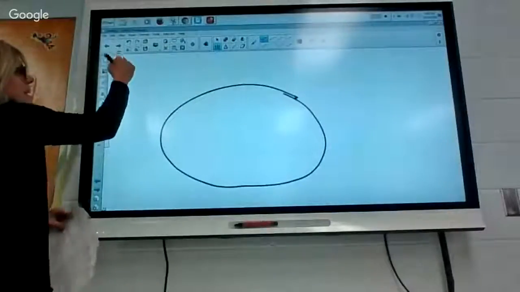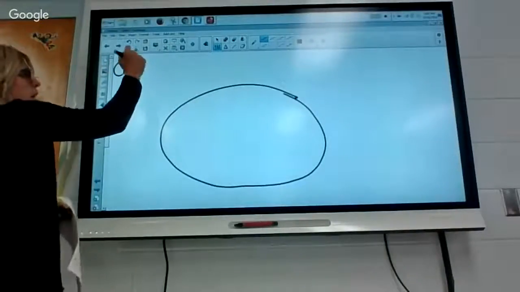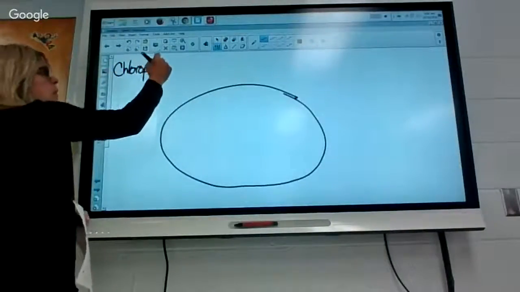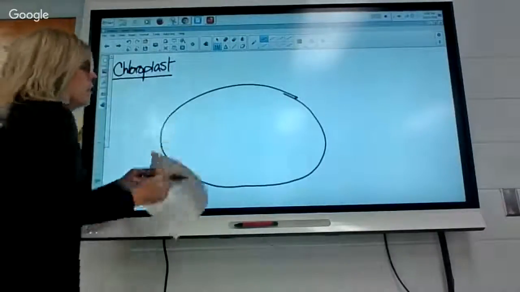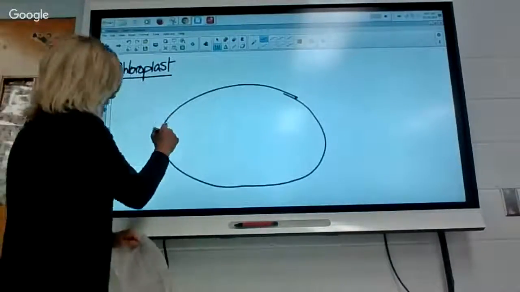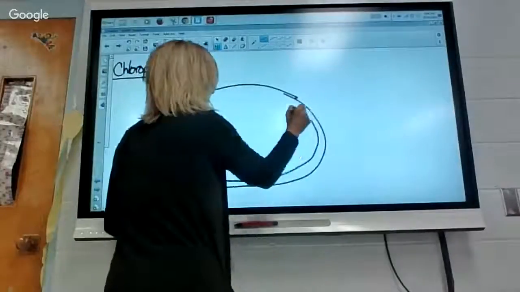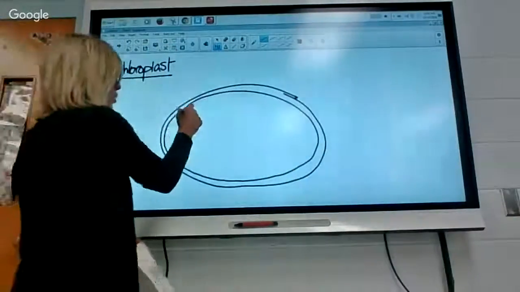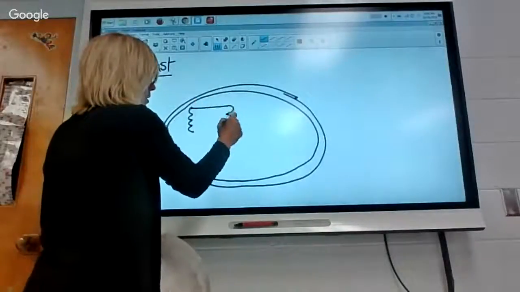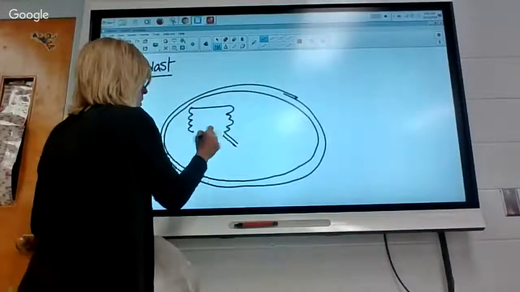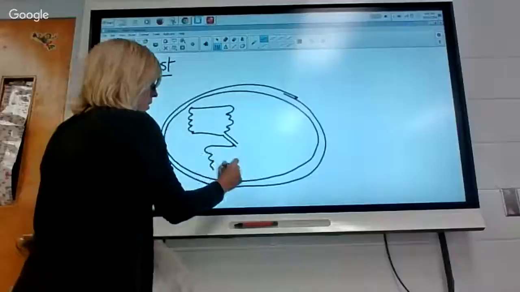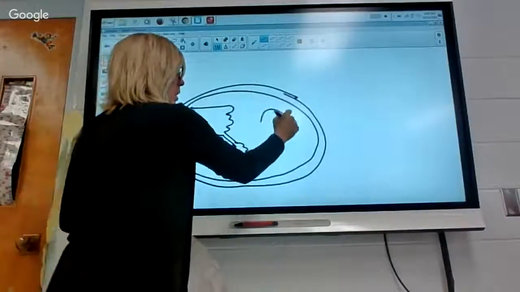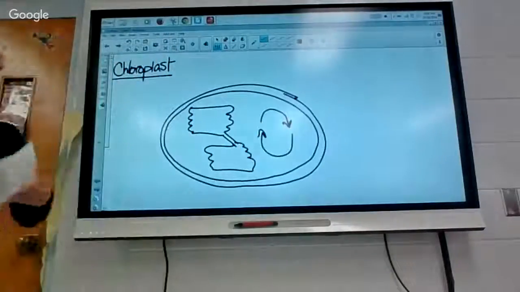Put a C in front of that chloroplast. It's two layers of lipid, and then you've got these little packages in here. It looks exactly like what you have on here. Great.